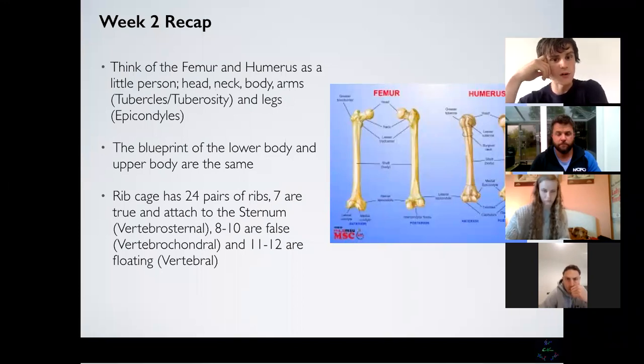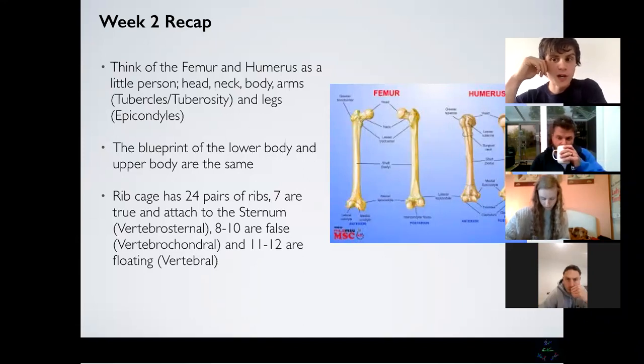So when we're saying we've got a femur and a humerus, it's a little person. They've got a head, they've got a neck, they've got a body, they've got little arms, and they've got little legs. And these arms and legs are tubercles if it's an upper body. If it's a lower body, it's a tuberosity. And in both of them, they are epicondyles.